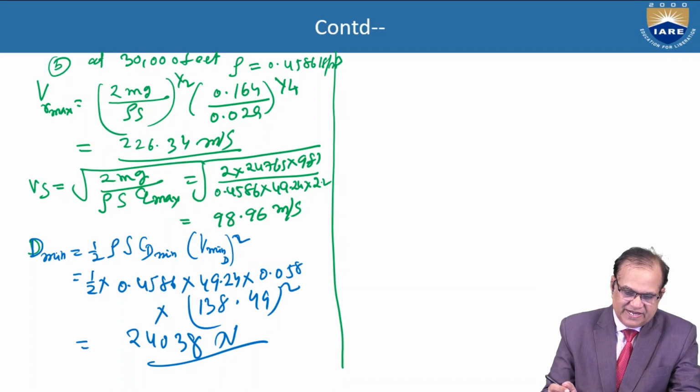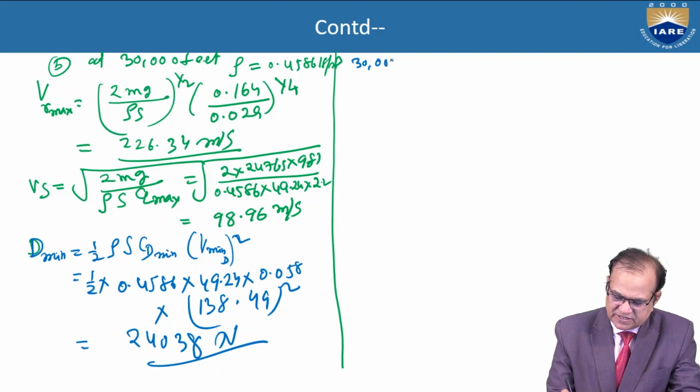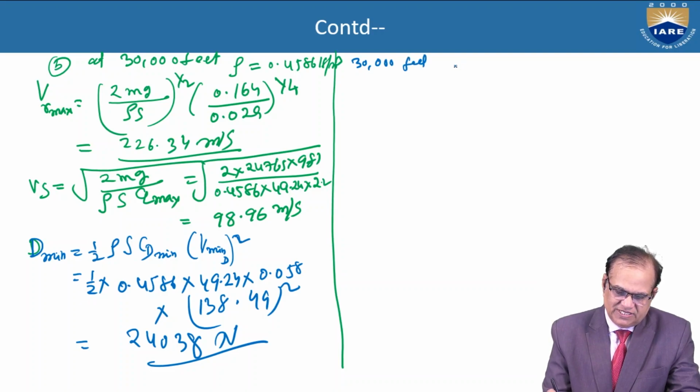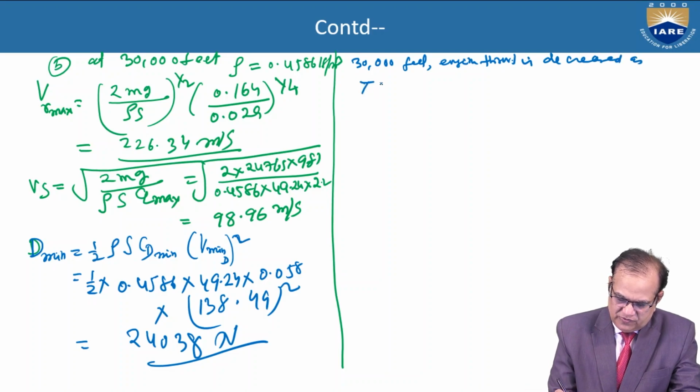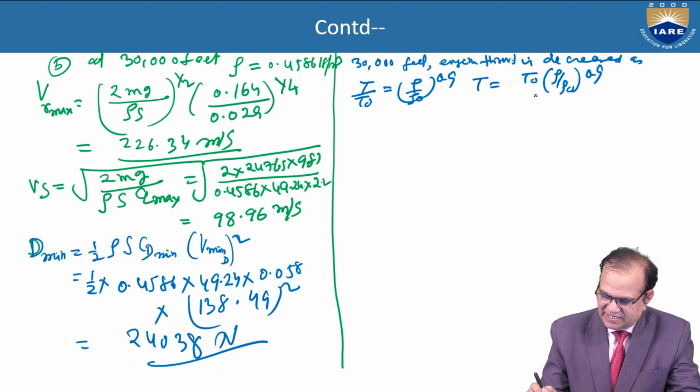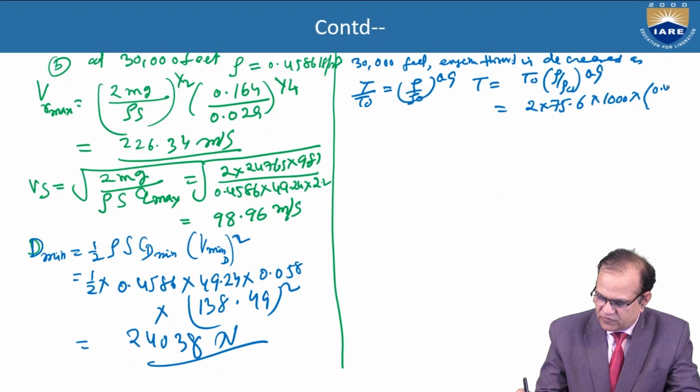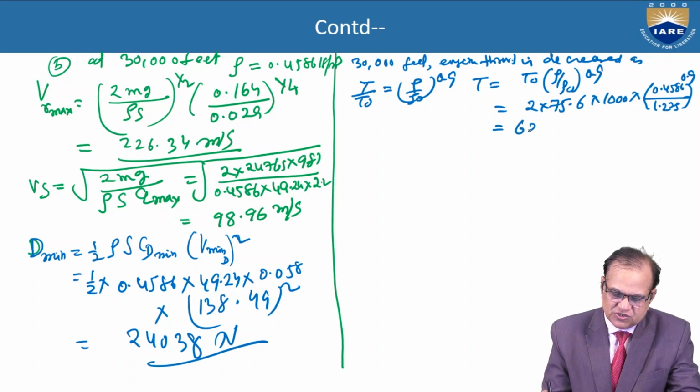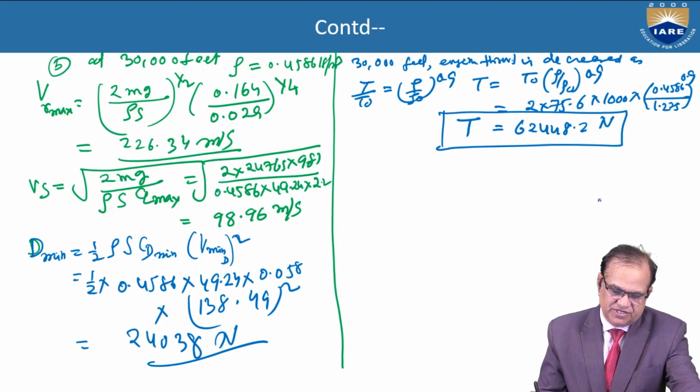Now at 30,000 feet, the engine thrust is decreased as T by T naught is equal to rho by rho naught to the power 0.9. So T is equal to T naught into (rho by rho naught) to the power 0.9. So we can get it like that, 2 into 75.6 into 1000 into (0.4586 divided by 1.225) to power 0.9, and you will get this as 62448.2 Newton. So this is the thrust. This much thrust you will get.